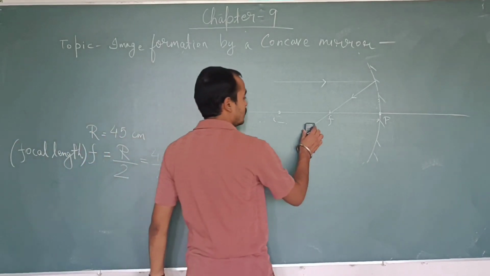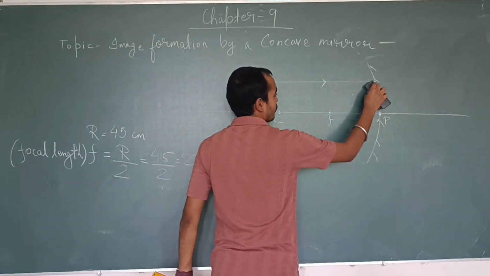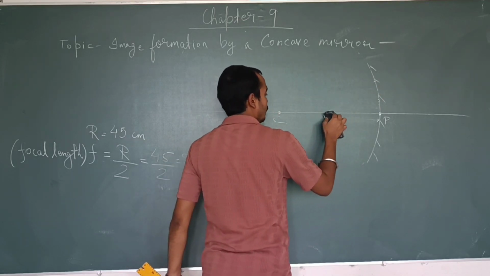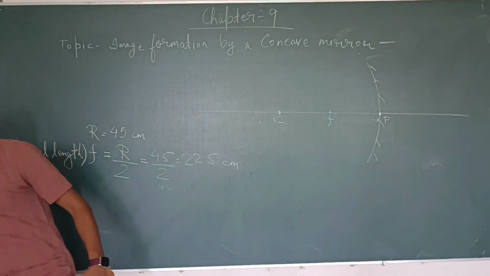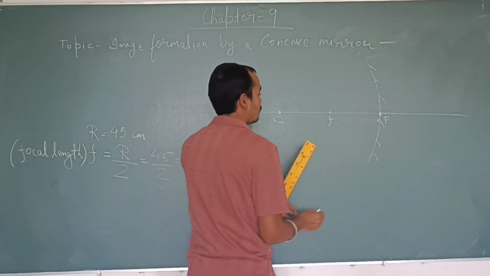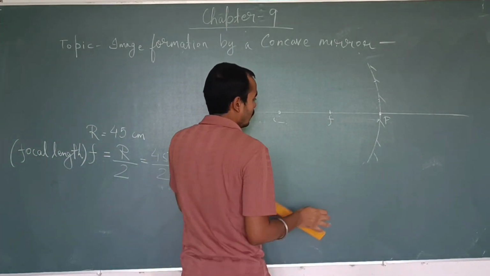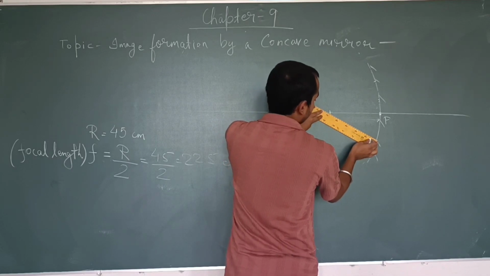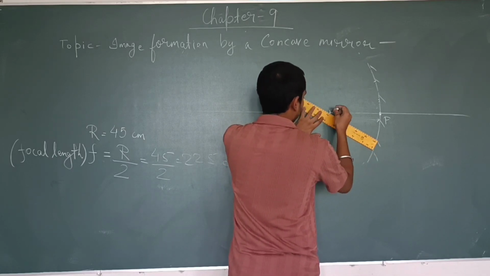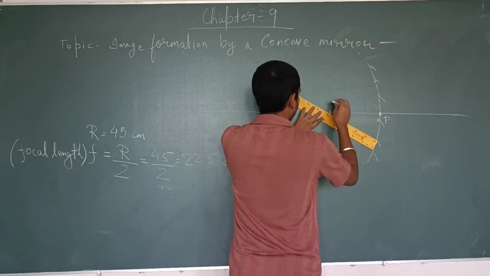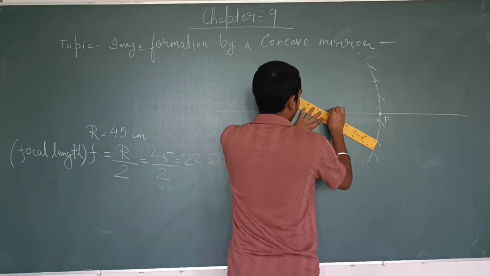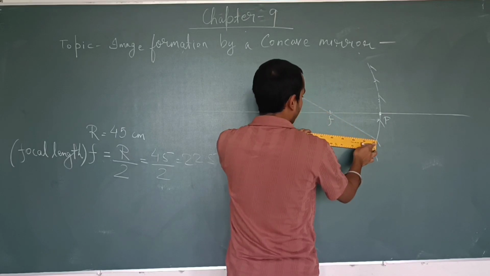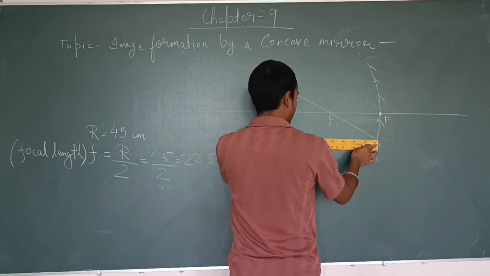Now the second one is, if the ray of light is passing through the focus, then it will go parallel.